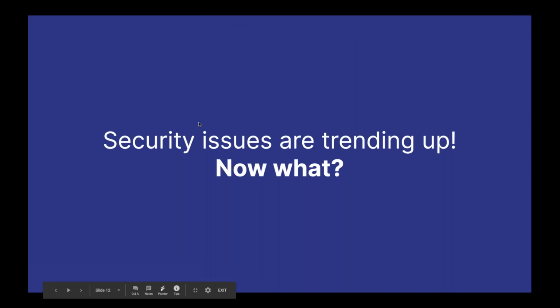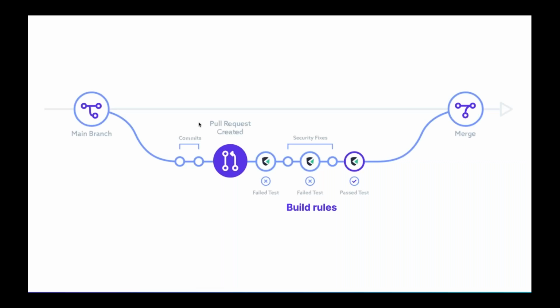So let's say you're looking at all of these things and saying, okay, I have all these results, and the number of security issues is going up. Now, what am I going to do? Of course, you can just fix all of those issues, but that's more of a one-off solution. So what are some long-term action items that you can take? Well, I have a couple of possible ideas. The first idea is to introduce build rules.